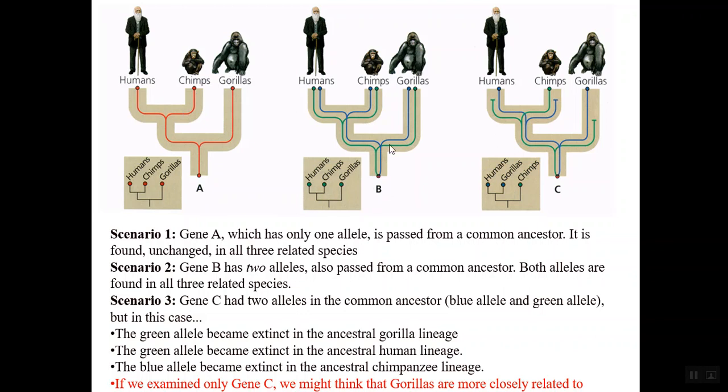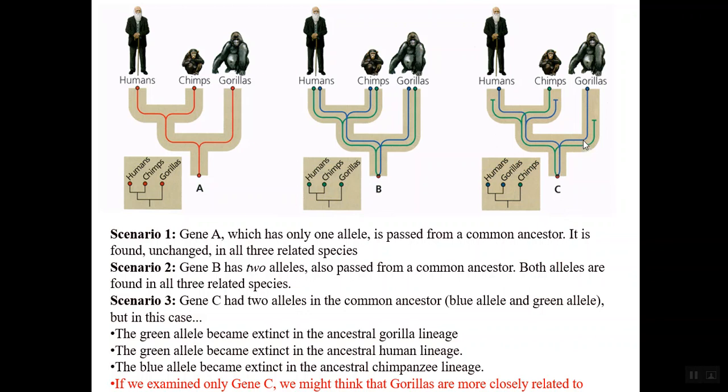Let's look at gene B. If we looked at gene B only, it seems like the blue allele, let's start from the common ancestor here, is passed also to human, chimps, and gorillas, as well as the green one. So again, gene B, which has two alleles, has also been passed equally, so we cannot draw a conclusion from gene B as well. But let's look at gene C.